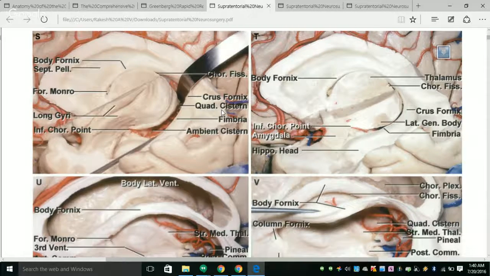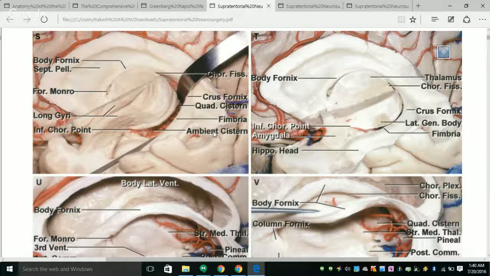Opening the choroidal fissure between the pulvinar of the thalamus and crus of the fornix exposes the quadrigeminal cistern, and opening the fissure between the lower surface of the thalamus and the fimbria of the fornix exposes the ambient cistern. So again, the pulvinar and crus expose the quadrigeminal cistern, and the lower surface of the thalamus and fimbria expose the ambient cistern.